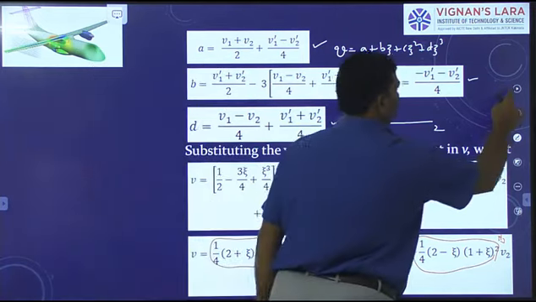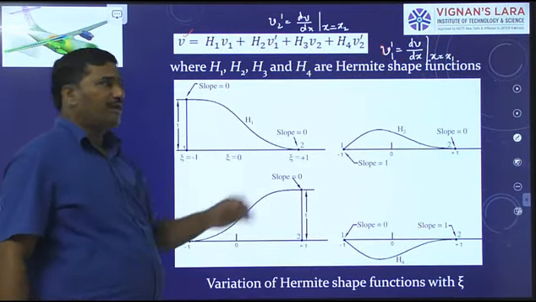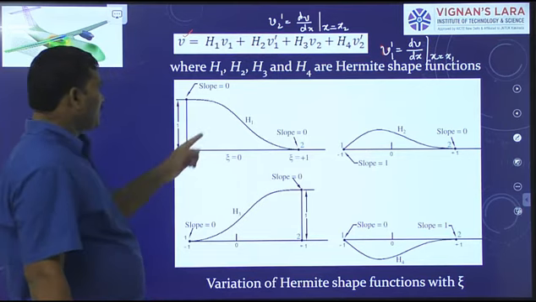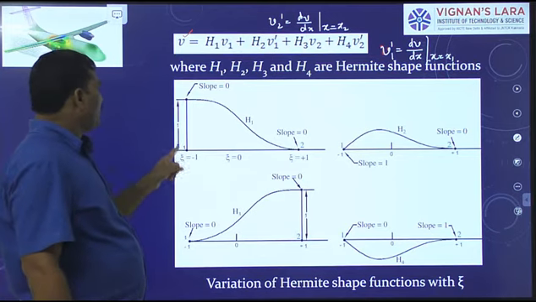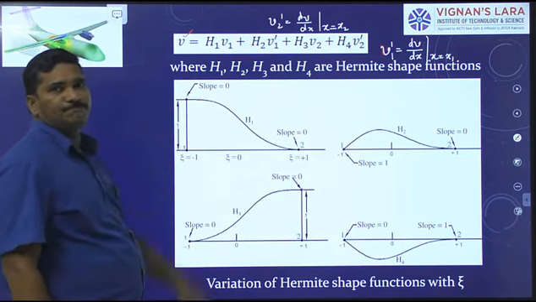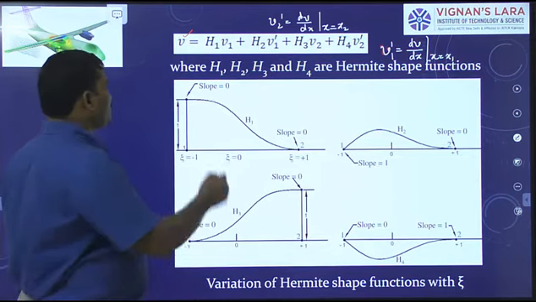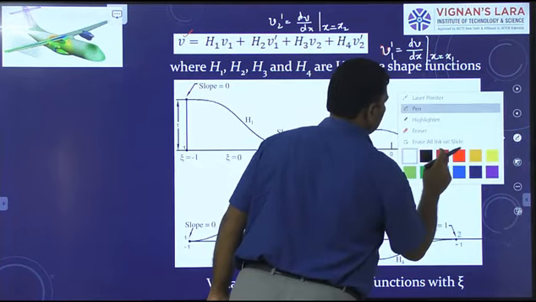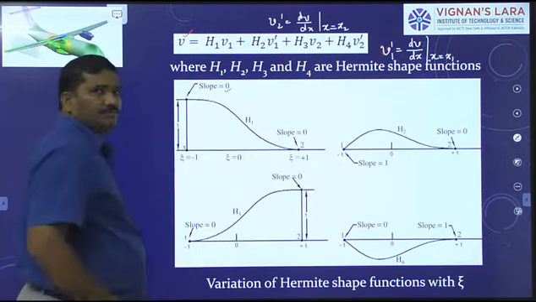Understand? Right. Now, we shall see how the Hermite shape functions vary with respect to the length of the beam element. Take the first Hermite shape function, H1. Put j equal to minus 1. Then you get 1. At the same node, determine the slope. You get 0.